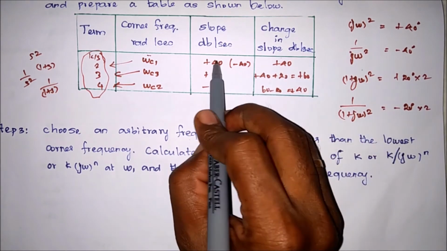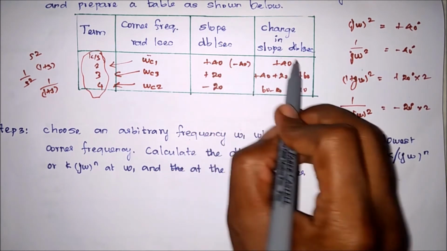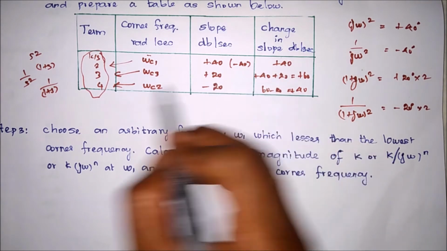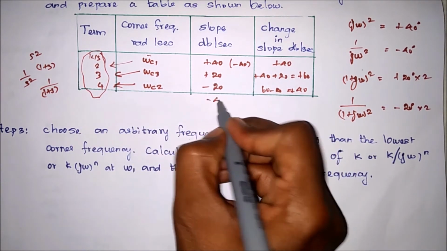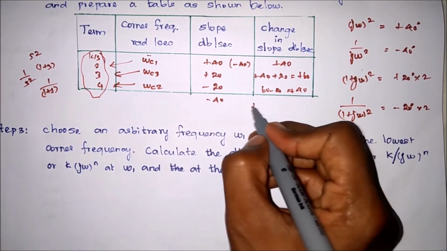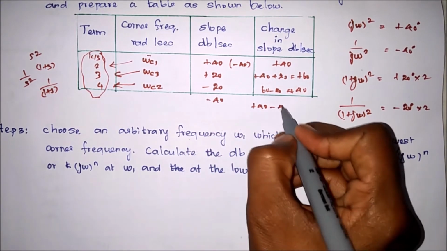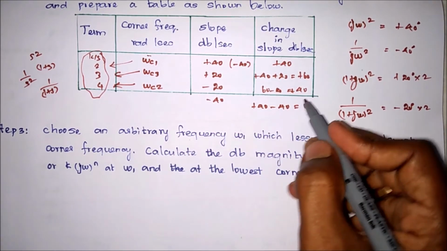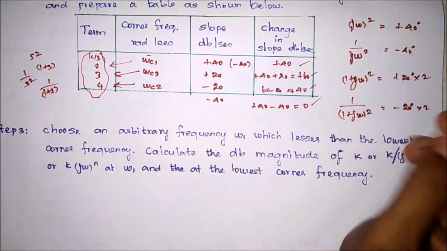Then for the first term we have to use 40 here, then we have to add. Suppose the fourth we have minus 40, means again here plus 40, then we have to add with this minus 40, we will get 0. So we will have 4 slopes.